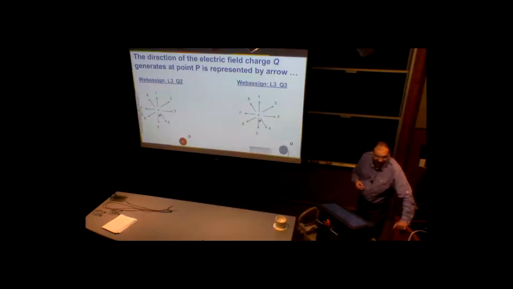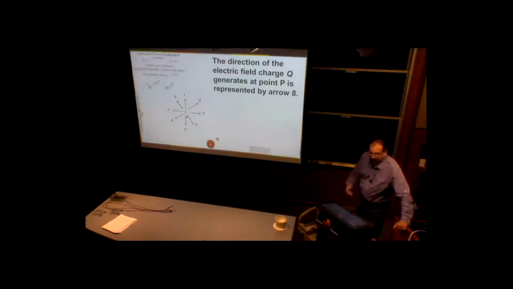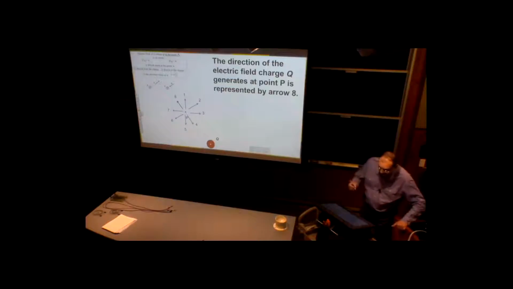So, anyone, please tell me the rule. Yes? When it's positive, it points away. That's it. That's the rule. If you know the rule, the rest is your ability to apply that rule, which is based on how good you are at drawings, for example.